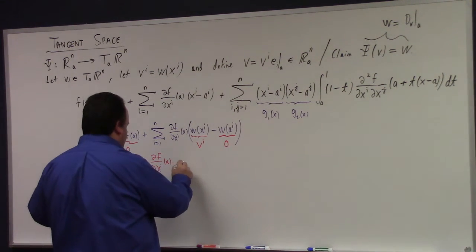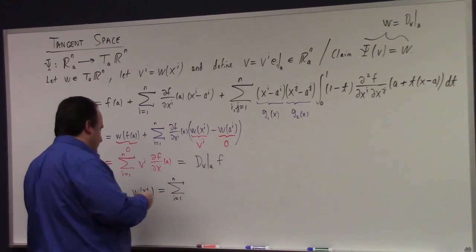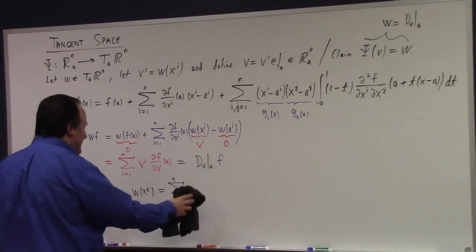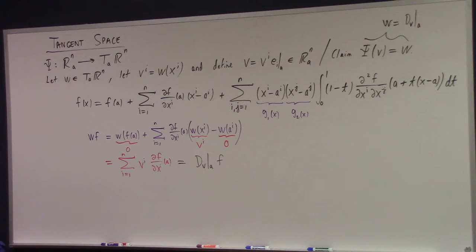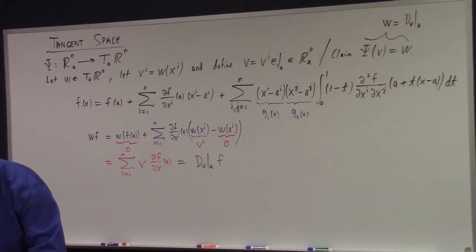So this is literally d sub v of a acting on f, which is what we're trying to prove. Let me not make it more complicated than it actually is. So anyway, all right, there you go.